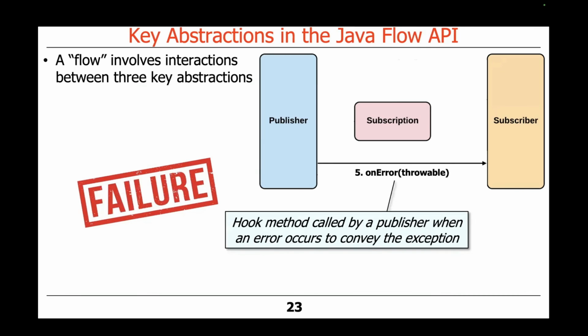There's also another hook method, which can optionally be called, known as onError. And this can be called at any point along the way. It could be called right away, it could be called at the end, it could be called in the middle, doesn't matter. And that indicates to the subscriber that the publisher has identified some error, and it conveys that error by throwing an exception or conveying an exception. It actually conveys a Throwable, which is the base interface or base class of the exception class.